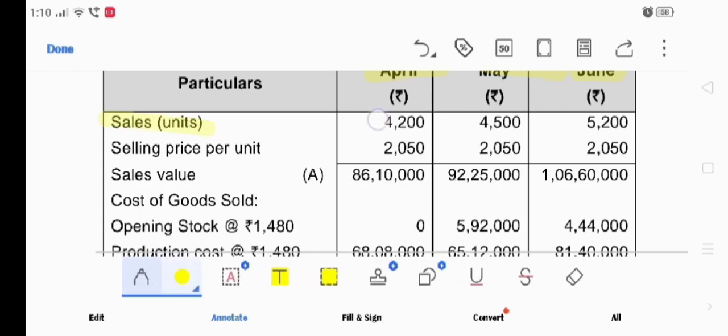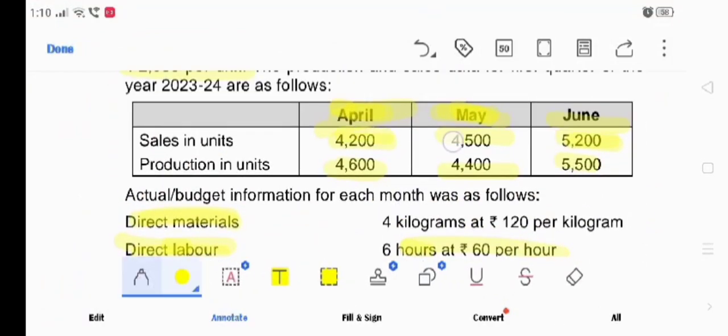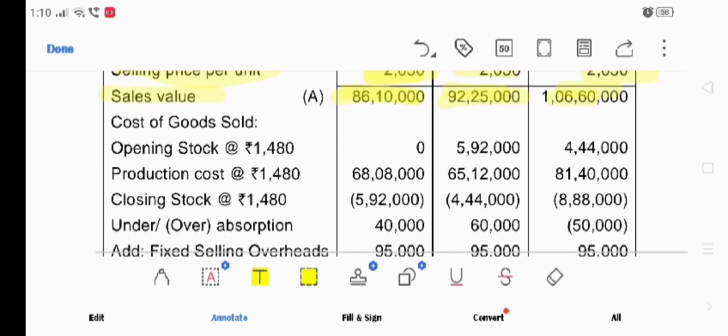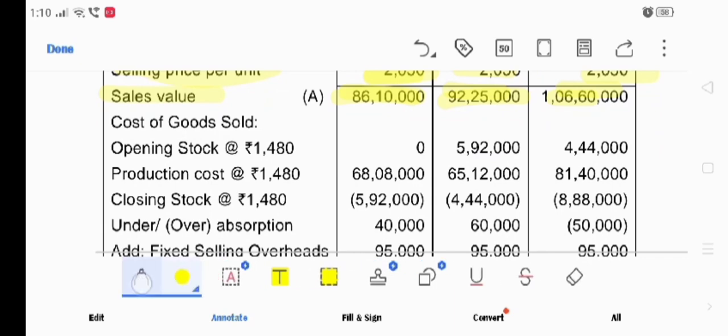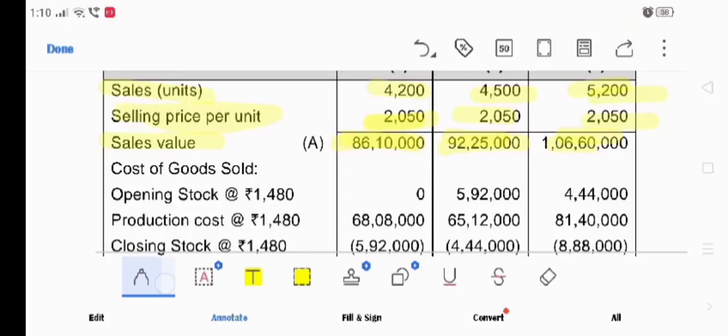So sales units 4,200, 4,500, 5,200, that is the information given. And what is the selling price per unit? While reading the question, I told you that the selling price is 2050 per unit, right? So if we multiply this, you get the sales value. These are sales for the quarter. Now if we subtract the cost of goods sold from sales, we get the profit, right? Here is the profit after subtracting the cost of goods sold from the sales value.